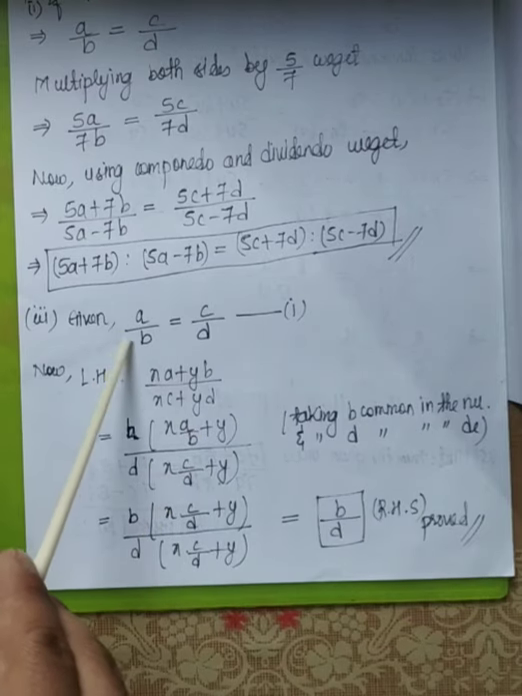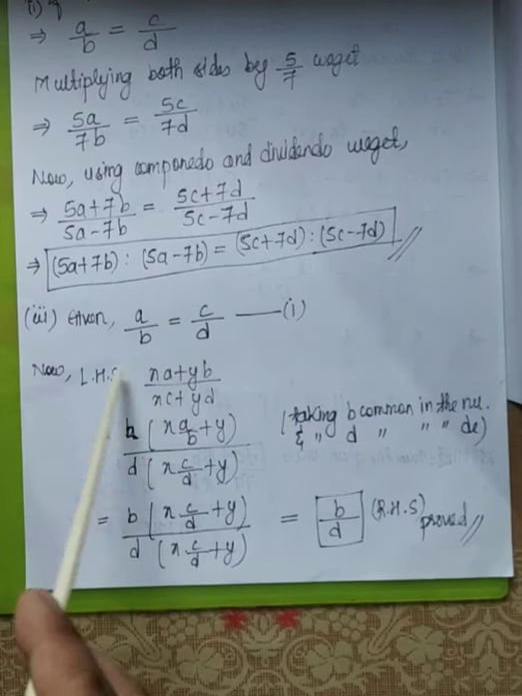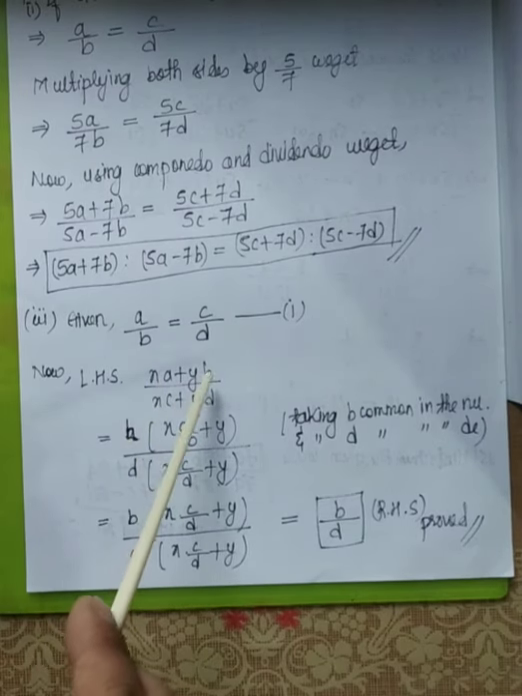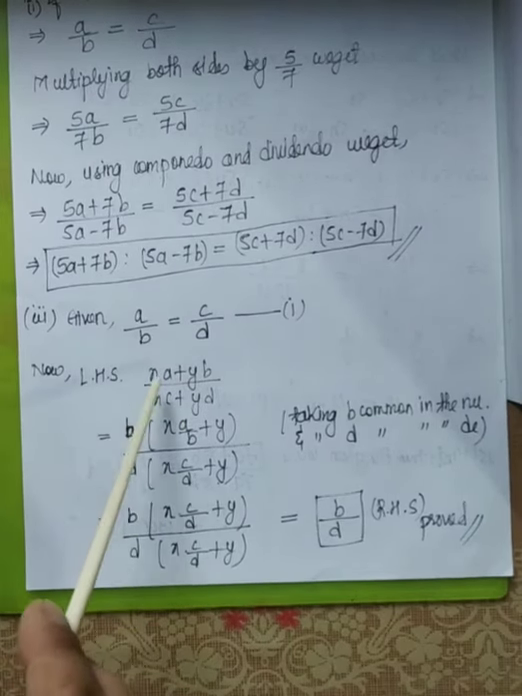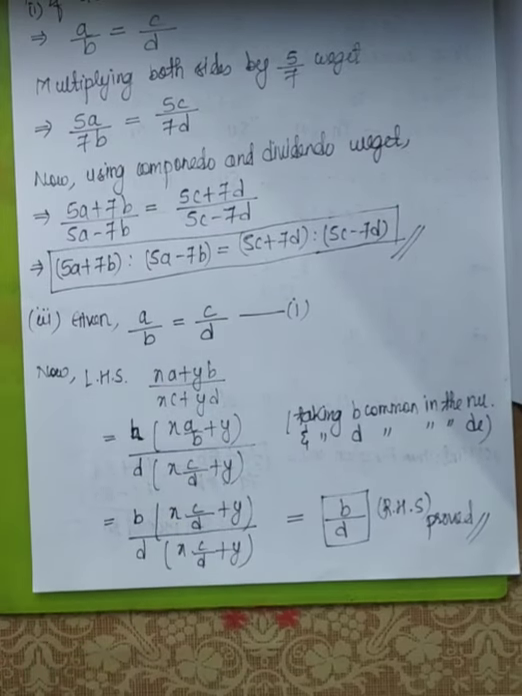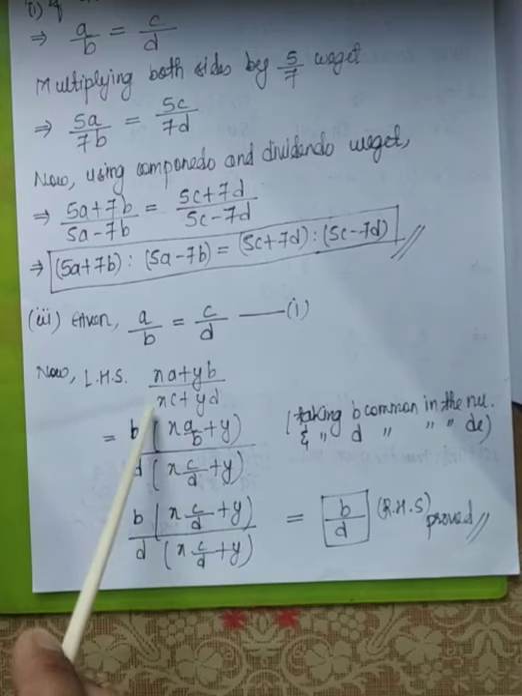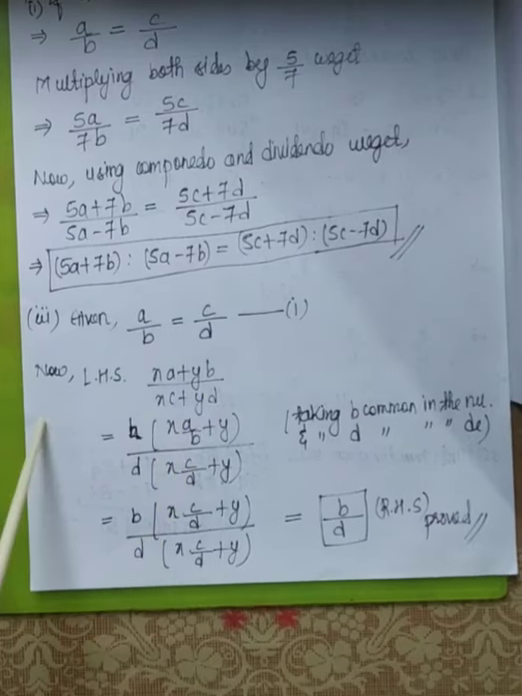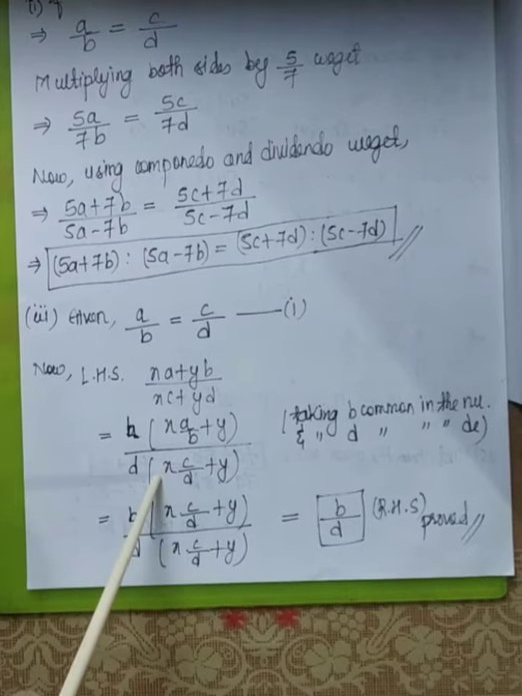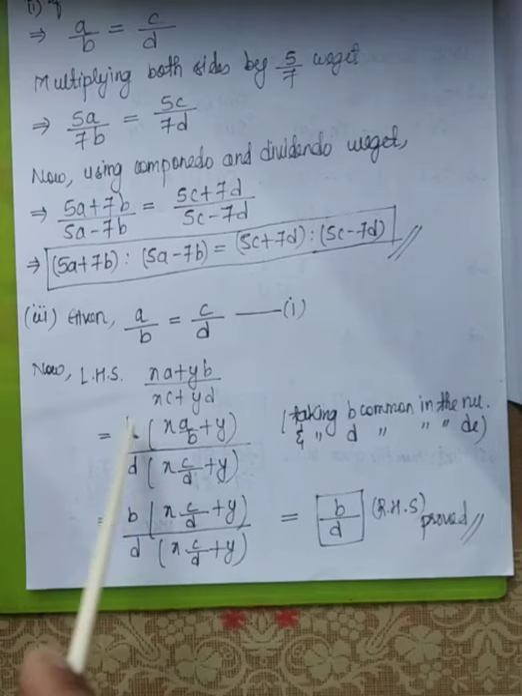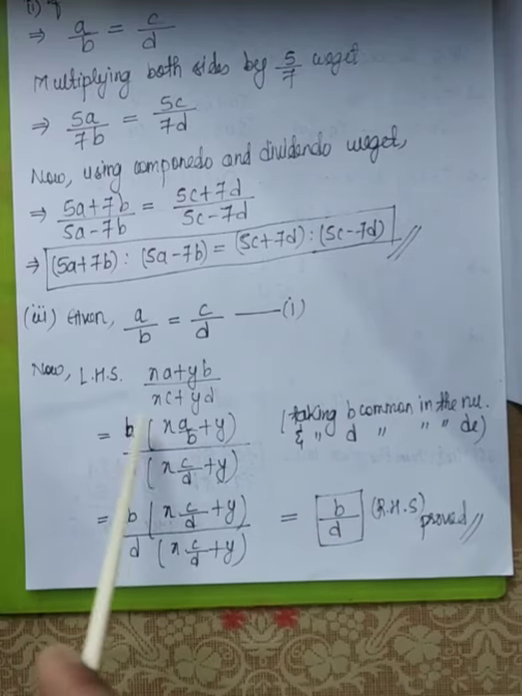Okay, focus here. I have this equation number 1. What am I doing in the numerator? I'm taking B common. So if I take B common, then I'll be getting B times XA divided by B plus Y. Okay, denominator, focus here. I'm taking D common. So if I'm taking D common, I'll be getting D times XC divided by D plus Y. Why am I doing this?